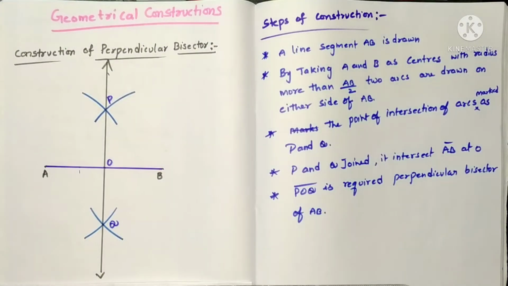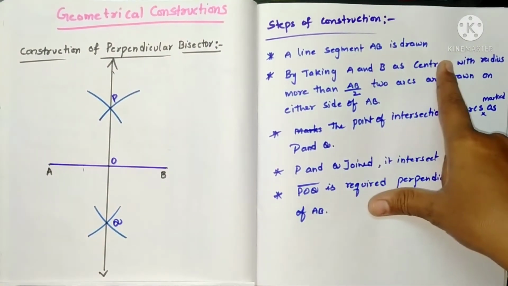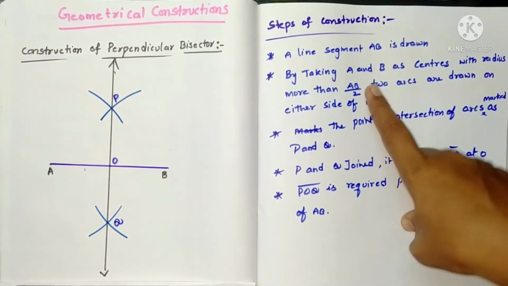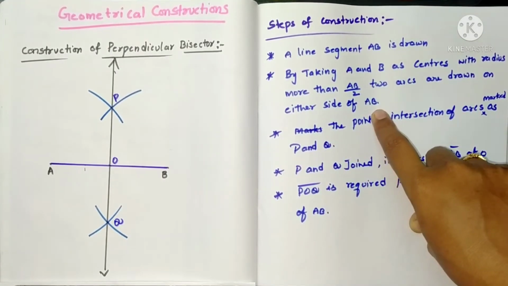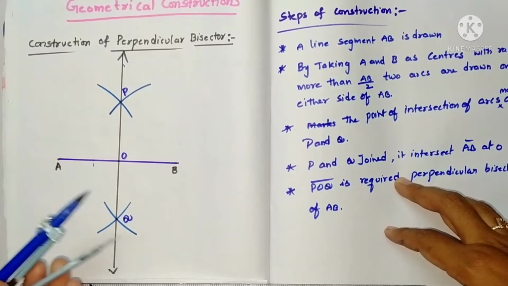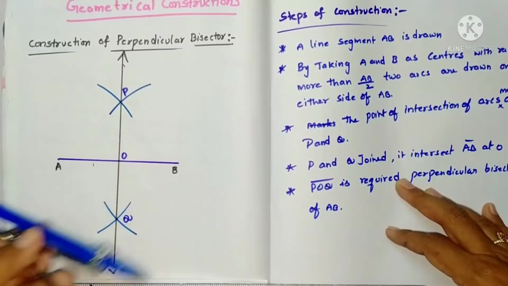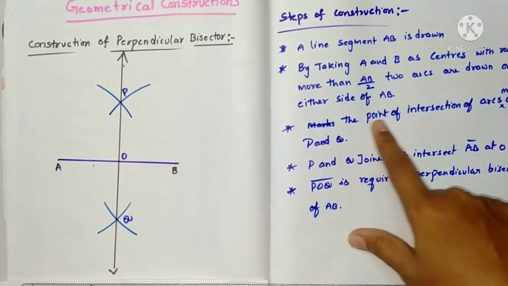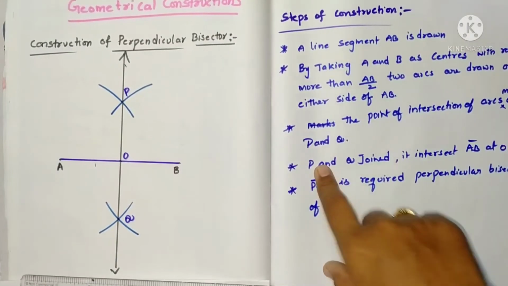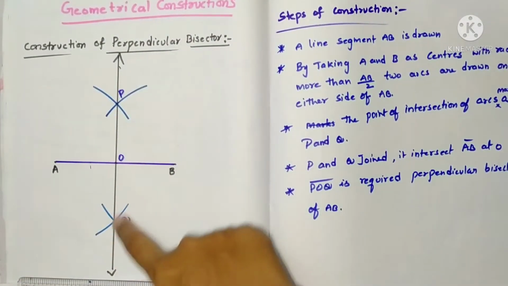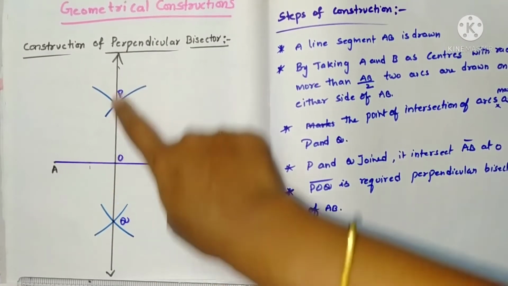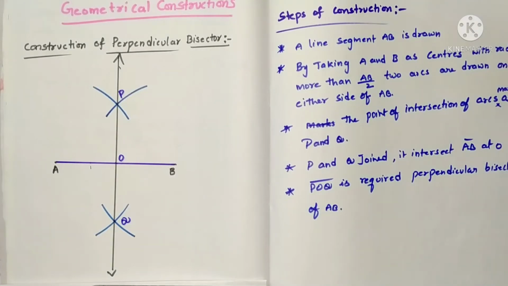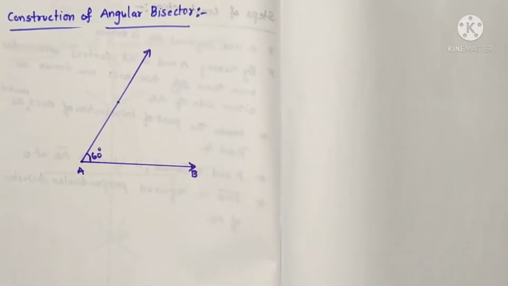Steps of construction. First, a line segment AB is drawn. Next, by taking A and B as centers with radius more than AB by 2, two arcs are drawn on either side of AB. Steps are nothing but the process which we have done. From A and B, on either side we drew arcs. Next, the points of intersection of the arcs are marked as P and Q. PQ is joined and it intersects AB at O. So POQ is the required perpendicular bisector of AB.